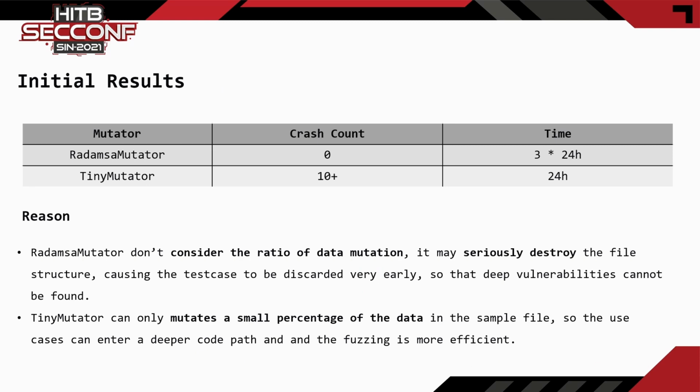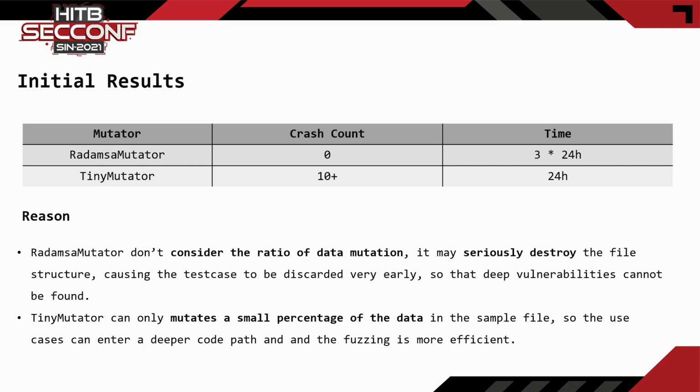Currently, we can fuzz WPS. I first fuzzed with a random mutator, but no crash was found after 3 days of fuzzing. After that, I tried to fuzz it with a tiny mutator, and I found more than 10 crashes after fuzzing in 1 day.